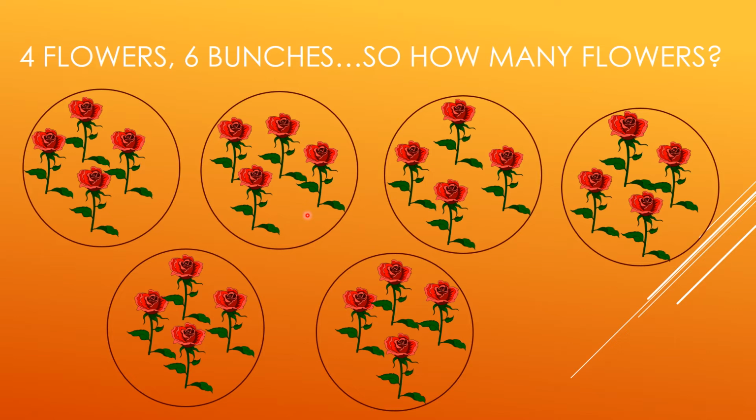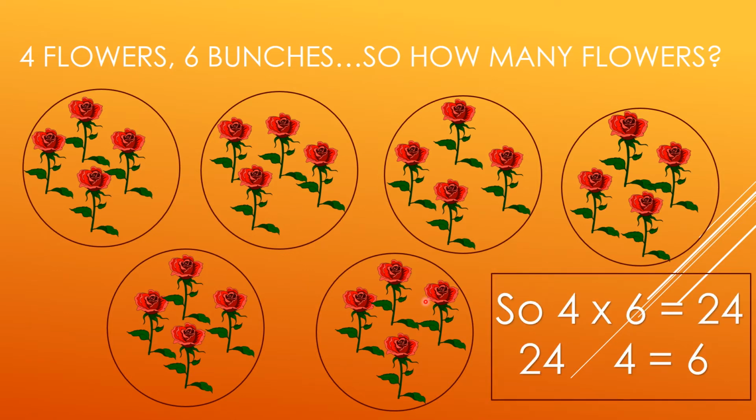So we know that there are 6 bunches and there are 4 flowers in each of these bunches. So what do we understand? 4 into 6 is 24 and 24 divided by 4 is 6. So you tell your 4 times table till you reach 24 if you do not want to do it this way of distribution and finding out your answer.